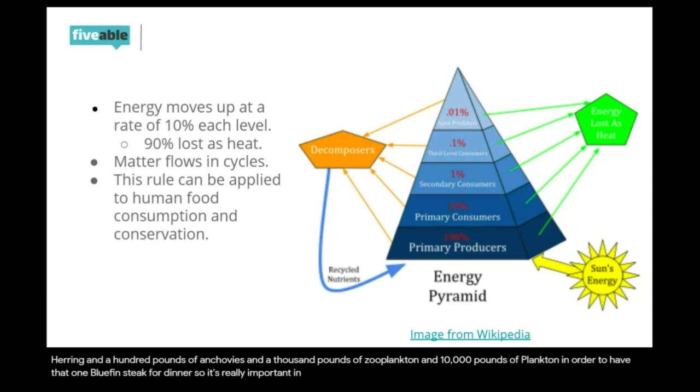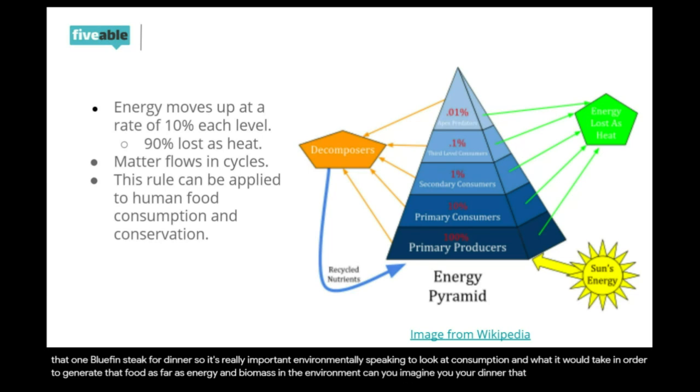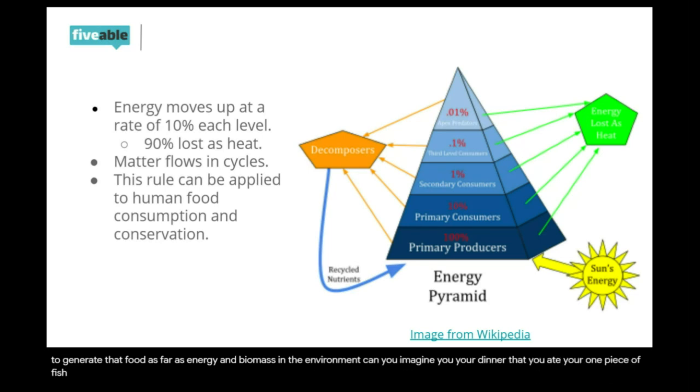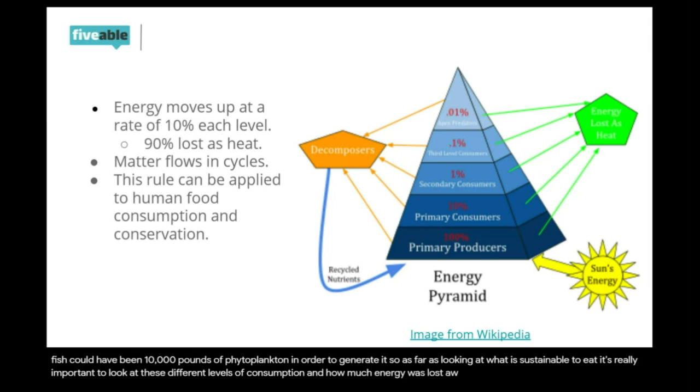So it's really important, environmentally speaking, to look at these different levels of consumption and what it would take in order to generate that food, as far as energy and biomass in the environment. Can you imagine your dinner that you ate, your one piece of fish, could have been 10,000 pounds of phytoplankton in order to generate it. So as far as looking at what is sustainable to eat, it's really important to look at these different levels of consumption and how much energy was lost in order to generate it. Okay, so I know that was a ton of information.